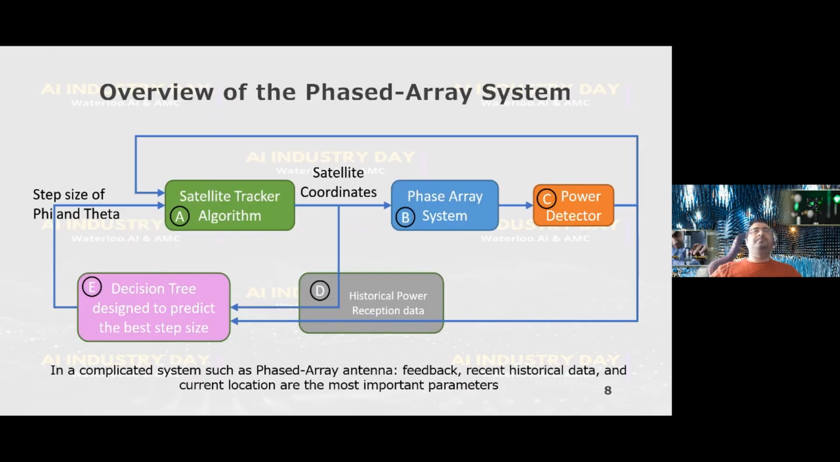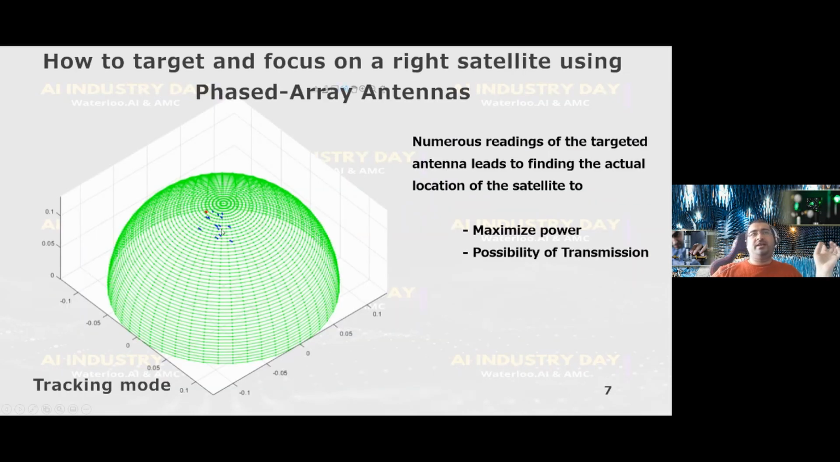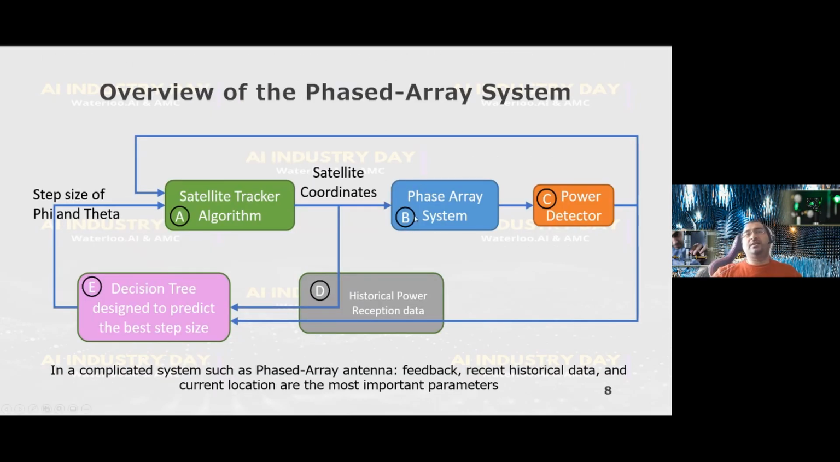So this is a block diagram of the phased array system. We have the satellite tracker, which does this tracking here and generates different orientations, and the system has to follow them. We have the phased array system, the hardware that does the actual job that the satellite tracker algorithm tells it to. And we have the power detector that receives the power from the signal that we receive from the satellite, and then this power goes to different parts of the system. We'll record it for historical predictions, and then it goes back to the tracker algorithm as well.